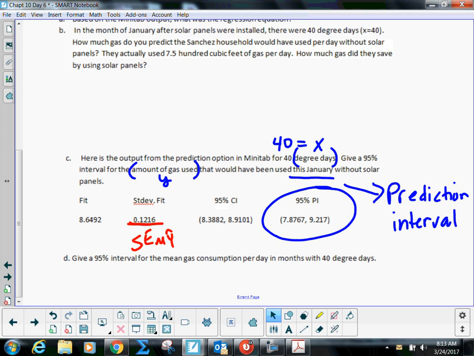Okay? All right, give a 95% confidence interval for the mean gas consumption per day in months with 40 degree days. Okay, D you should be able to answer pretty easily. Go ahead and do D.